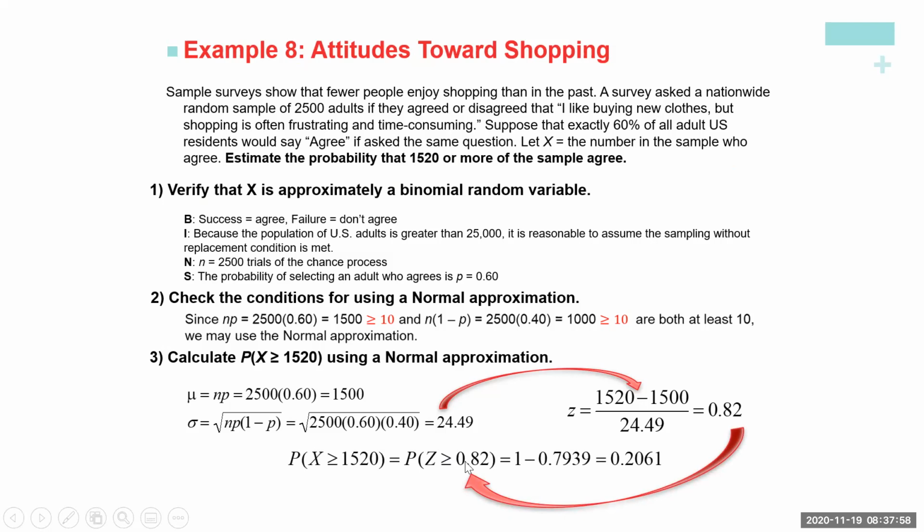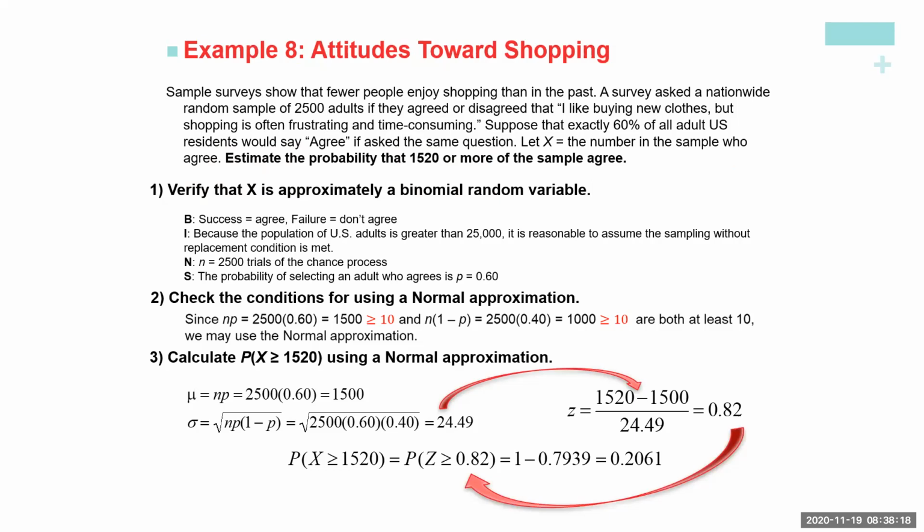Because we're looking for greater than, that is 1 minus the value inside the table. If you look inside the table, 0.7939 would be the probability to the left. So we're looking right: 1 minus 0.7939 will get us a final probability of 0.2061, or we could say about 20.61% chance that 1,520 or more of the sample agree.